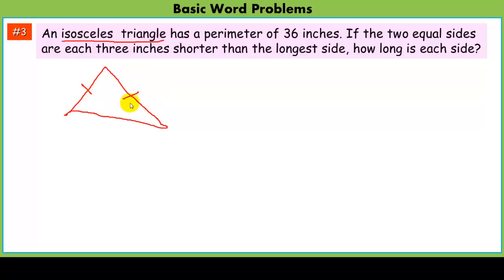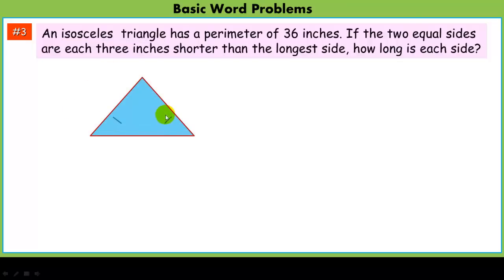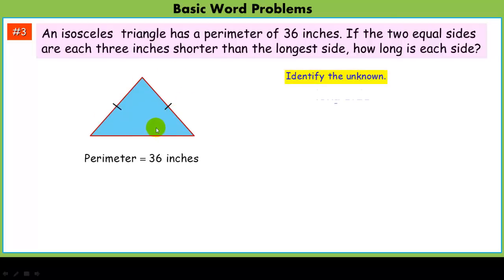And if you remember this from any of your geometry in 7th grade, these 2 little tick marks mean these are the 2 congruent sides. Here, I actually did draw my diagram better. Okay? Remember, the perimeter is all the way around, 36 inches. So let's identify the unknown. We have 2 things we need to figure out, the long side and the congruent sides. Notice plural, sides. So I'm going to say the long side is x.